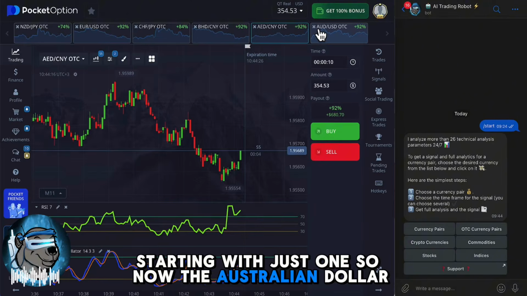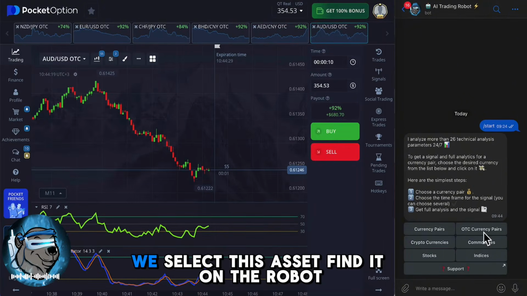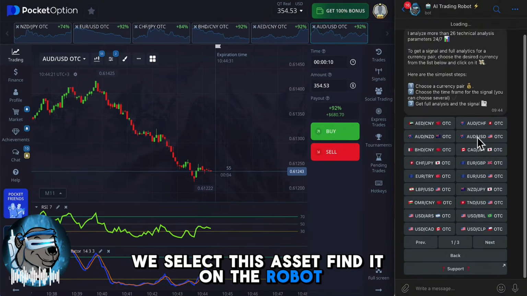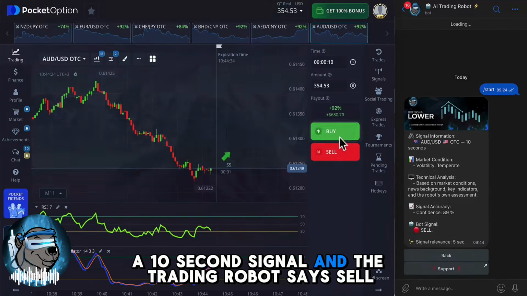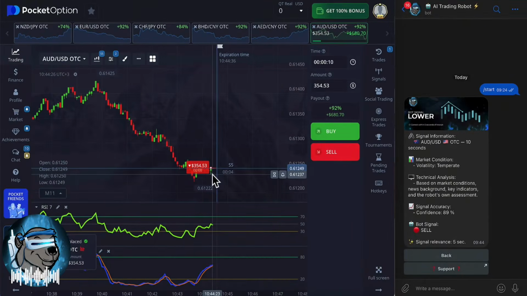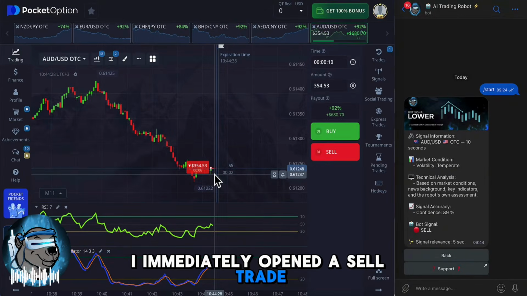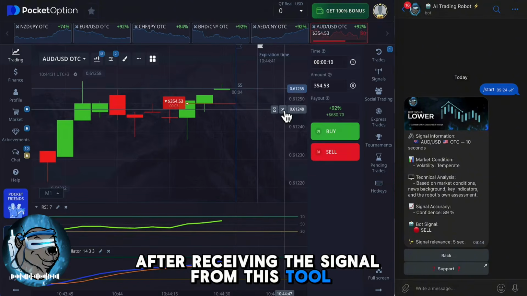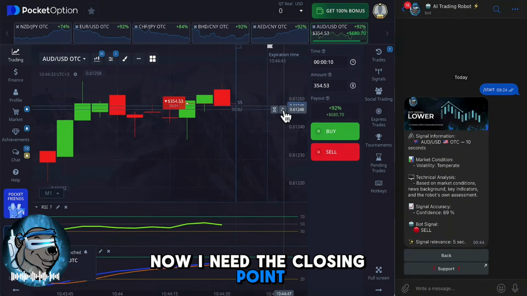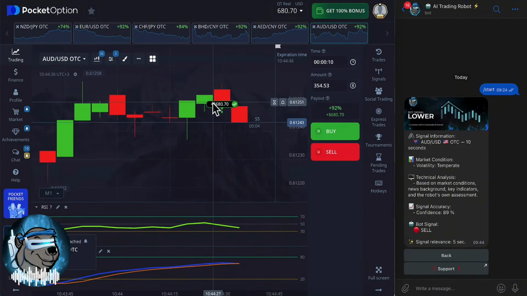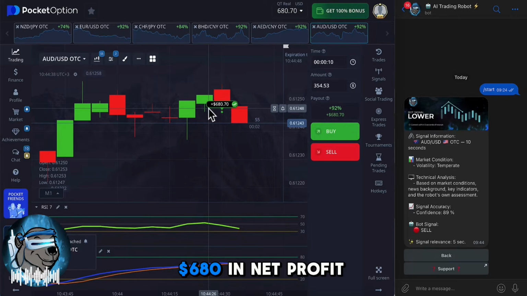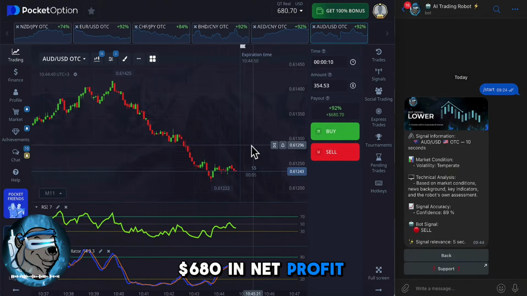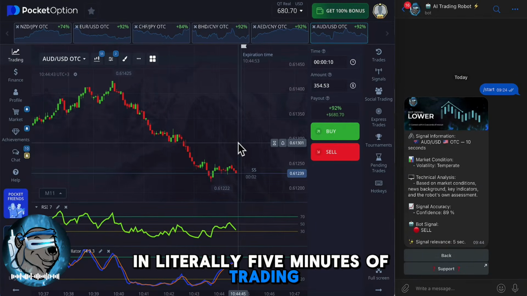So now the Australian dollar, US dollar. We select this asset, find it on the robot, a 10-second signal, and the trading robot says, sell. I immediately opened a sell trade after receiving the signal from this tool. Now I need the closing point to be below my entry point. And it closed. $680 in net profit in literally 5 minutes of trading.